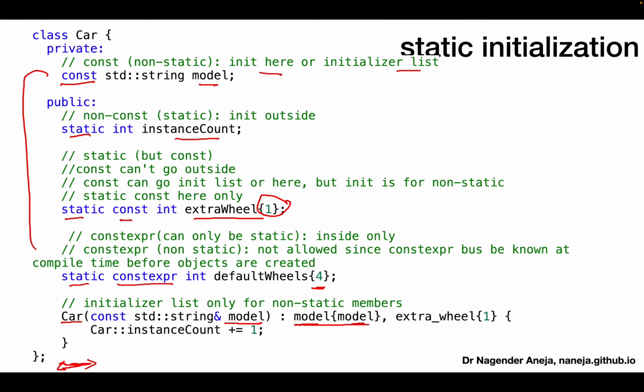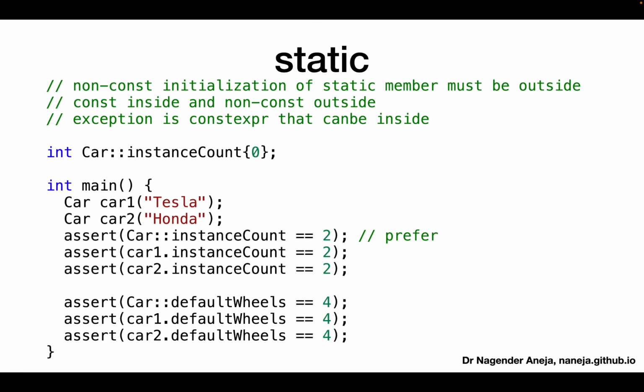So model is assigned this value, and extra wheel is assigned 1 immediately because extra wheel is static and constant. We have already declared it there, and our instance count we can change anytime. Here we are saying that instance count is increased as you create an object of the car, but we need to initialize it first, and that initialization is here. Here we say int Car::instanceCount, and this value is 0.